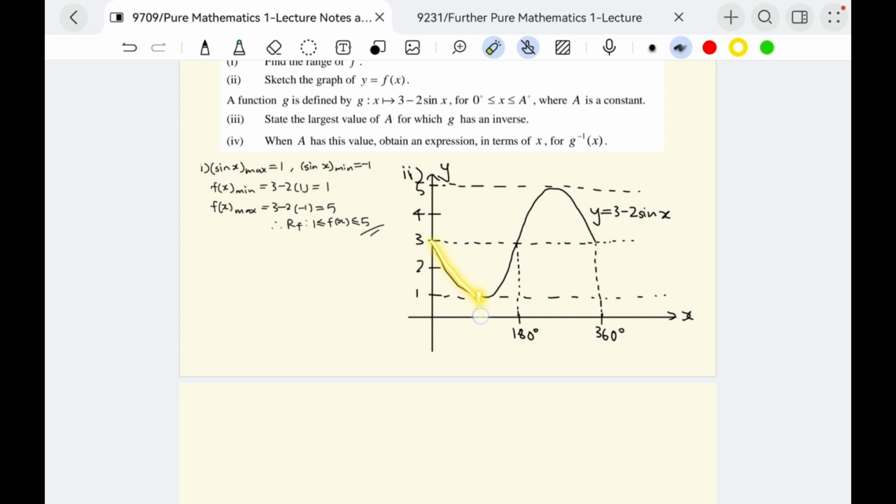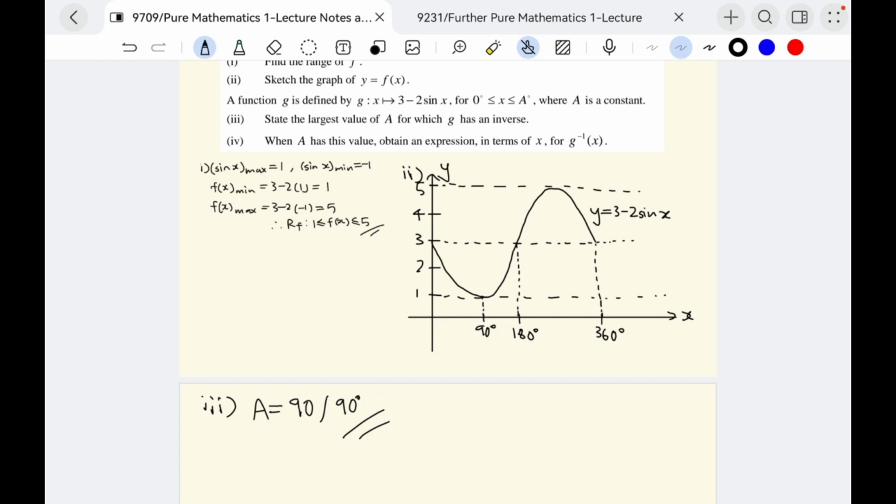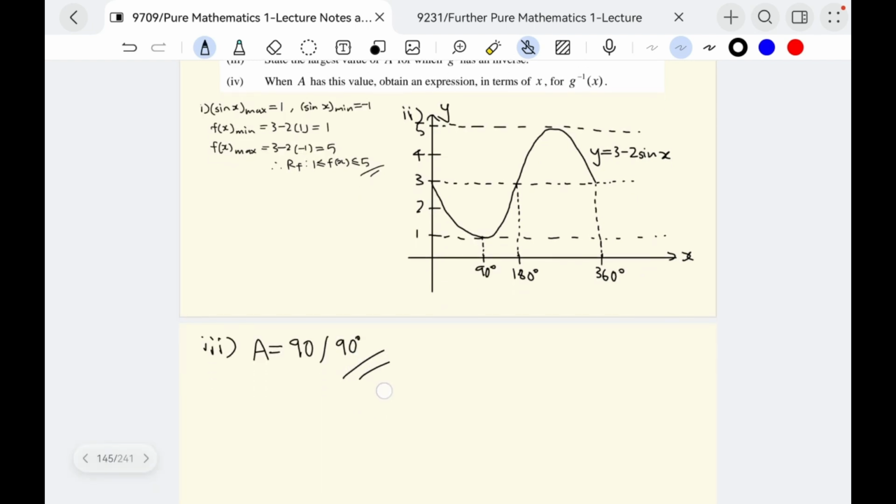So we find out that a is 90 degrees, because of the half of 180. So for the third part, a equals 90, or 90 degrees if you wish, for which g has an inverse.